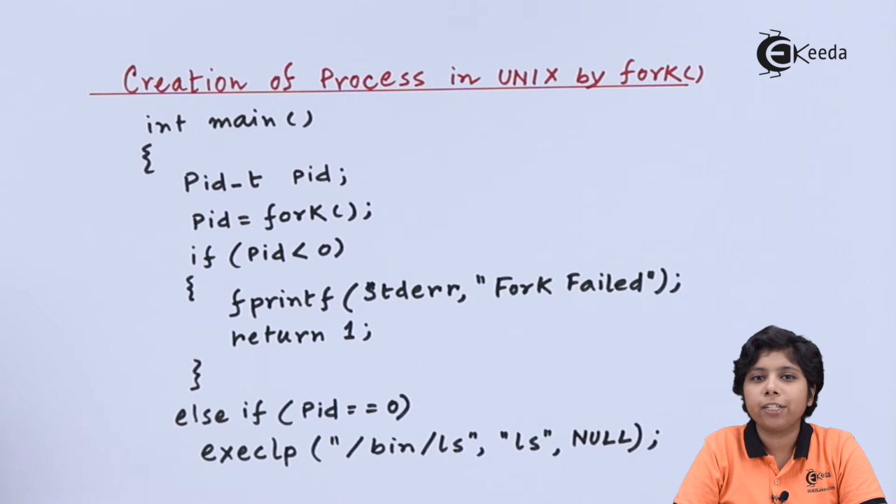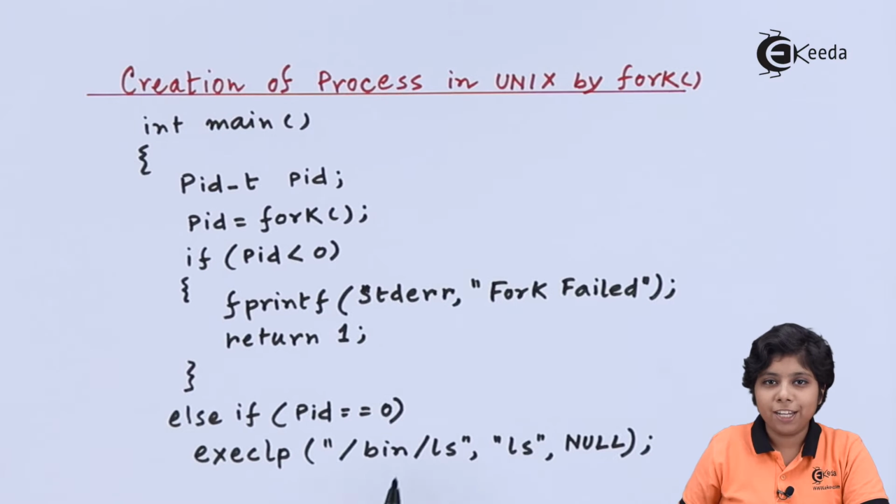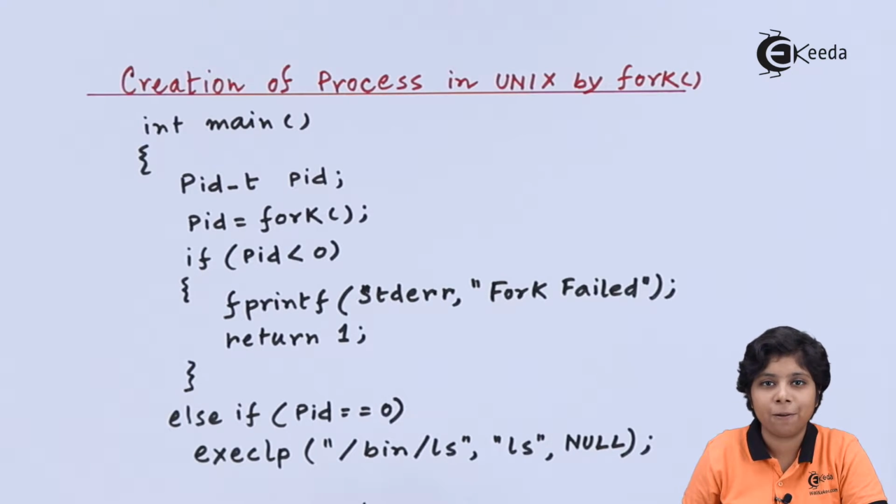Now, as we know, the fork system call returns a PID of 0 for the child process. So if the pid is equal to 0, that means it is the child process. So we are using execlp, which is a version of the exec system call. Here, we are passing the /bin/ls parameter to the execlp system call. This /bin/ls is actually the path of the file that is to be executed by the child process, to list the files and directories inside the bin directory.